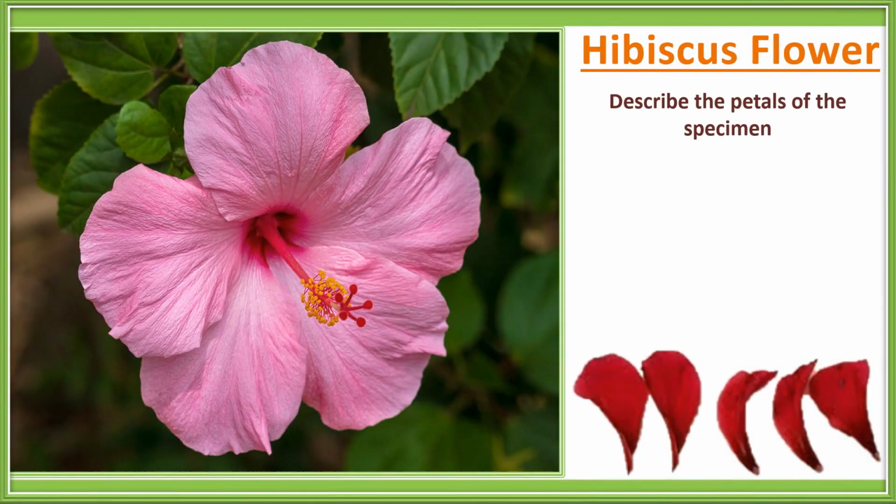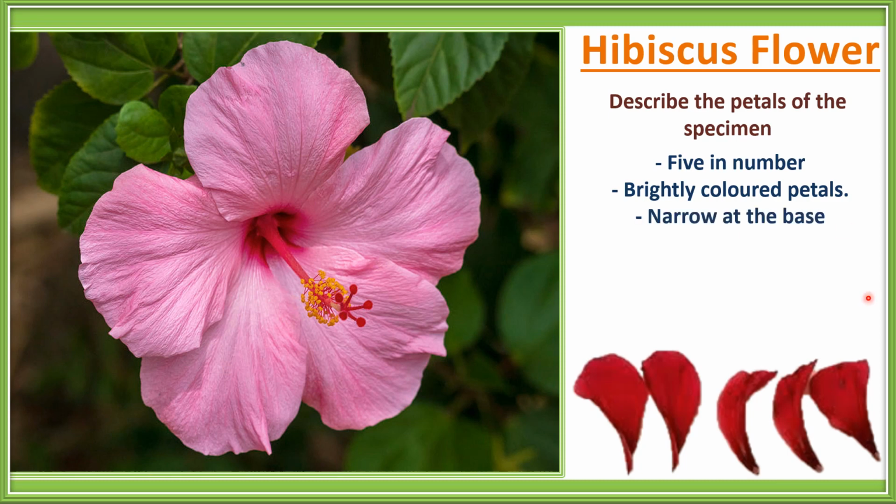We want now to describe the petals of the specimen. Here we can see that we have got 5 petals. 1, 2, 3, 4, 5 petals. So here, when we have separated them, they are still 5 petals. They are 5 in number. We have already counted them. They are brightly colored petals. If you look at them, they have bright colors. They can be red, they can be orange, they can be white, different colors.